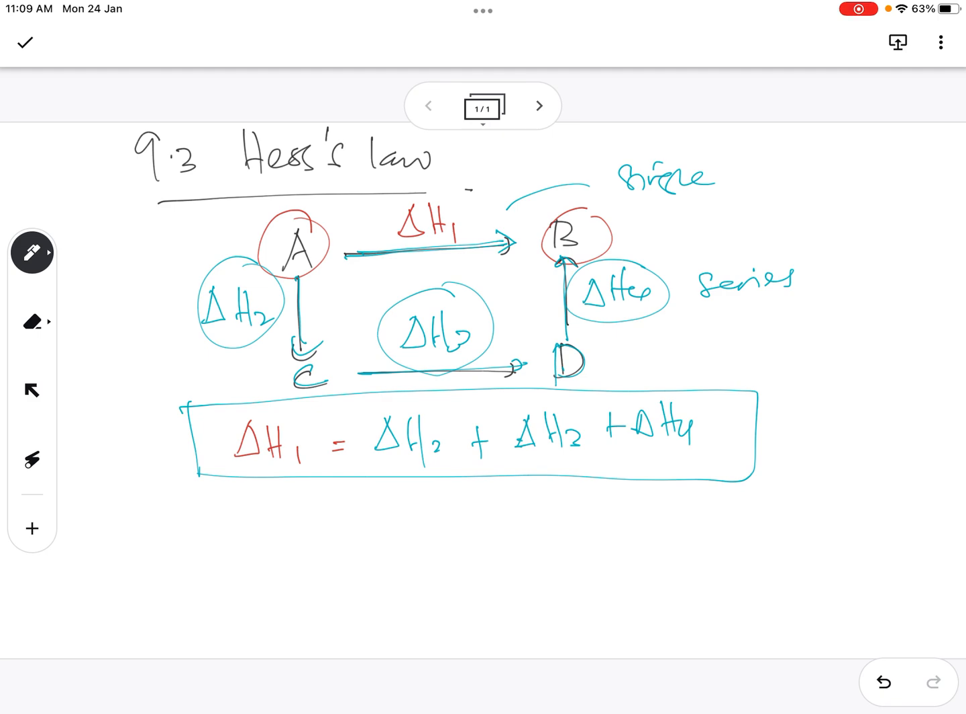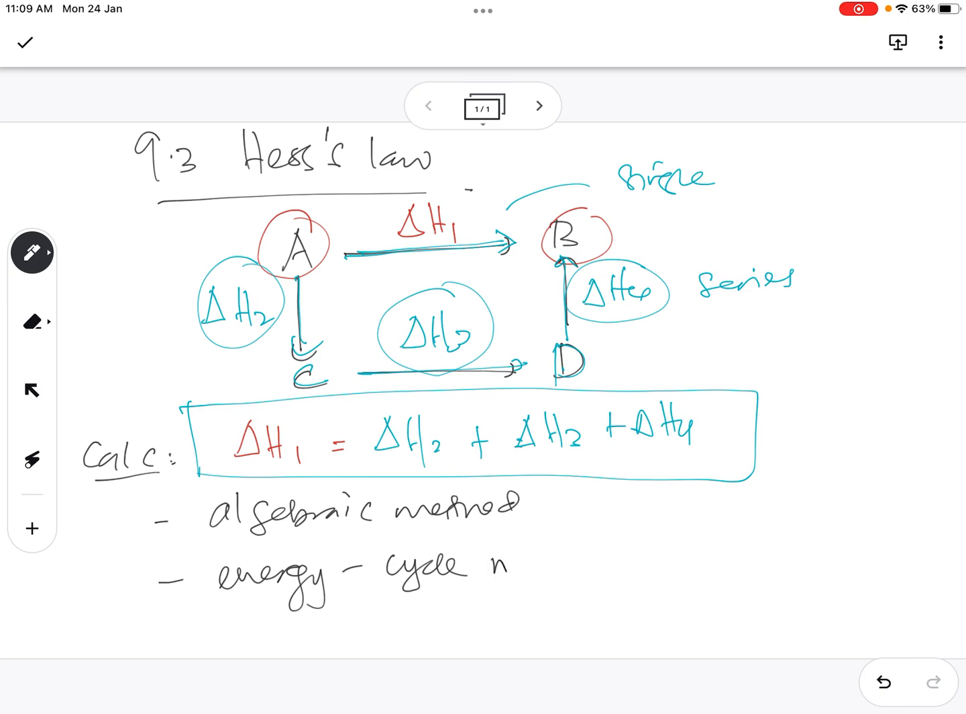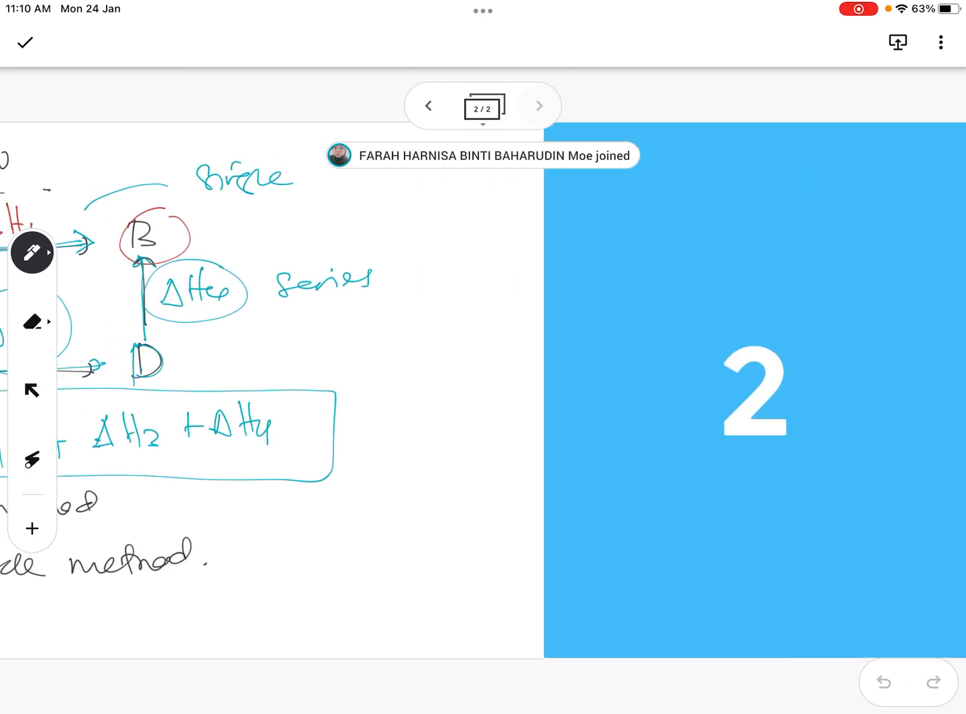Okay. So Hess's law melibatkan calculation. Hess's law calculation involves two methods. One is called the algebraic method. The other one is called the energy cycle method. So kita akan buat soalan untuk belajar kedua-dua method ni. So I go to question 9.3. So next slide.